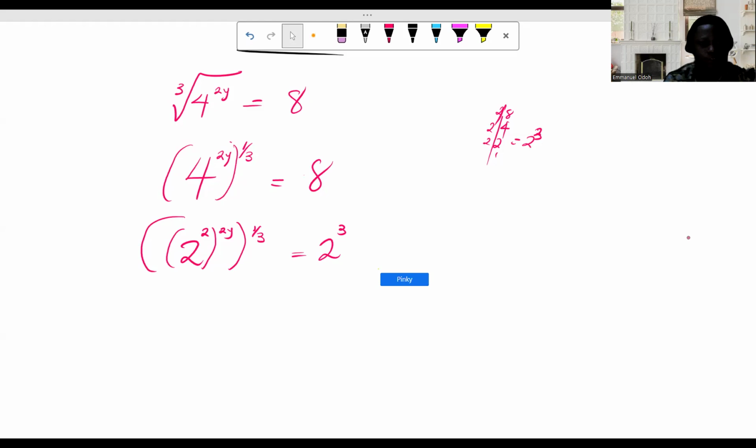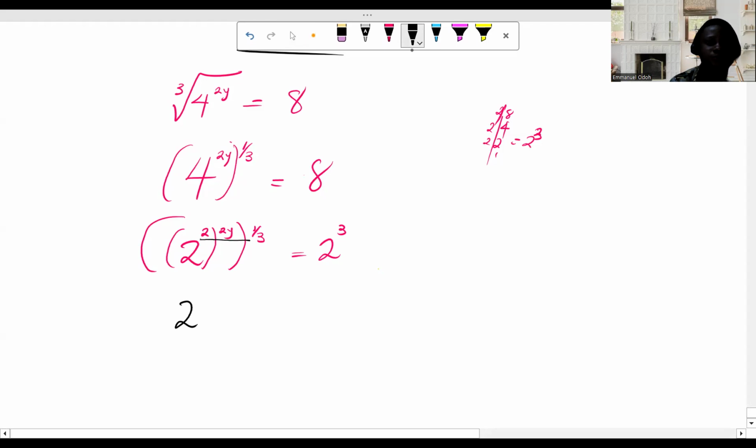Now let's apply this. These are powers of powers, so we multiply these powers. So I have 2 times 2y times 1/3 is equal to 2 to the power of 3.